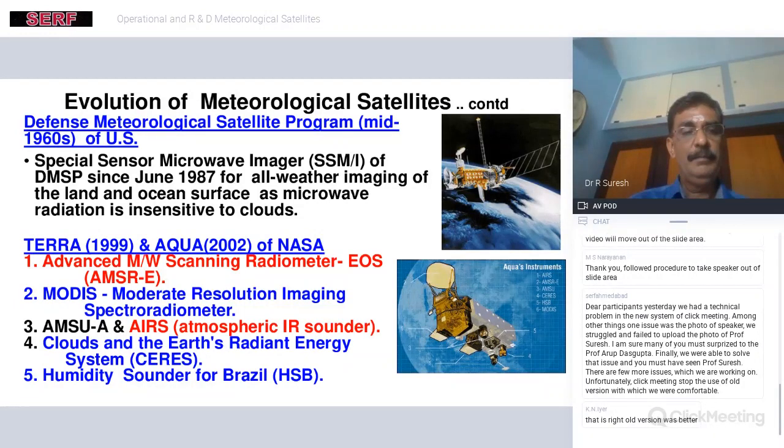It carried the Advanced Microwave Scanning Radiometer. This name is very familiar to the scientific group, especially of meteorology and oceanography origin. The Moderate Resolution Imaging Spectroradiometer. It carried the usual AMSU-A and the Atmospheric Infrared Sounder, AIRS. This is the current day instrument, which gives very fine resolution atmospheric profiles. In addition, it carried a humidity sensor, the Humidity Sounder of Brazil, HSB.